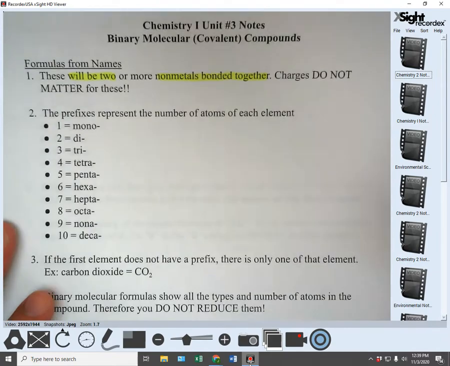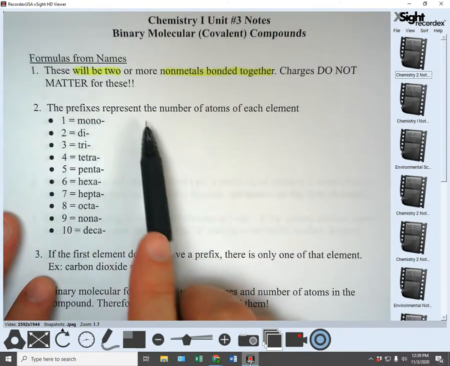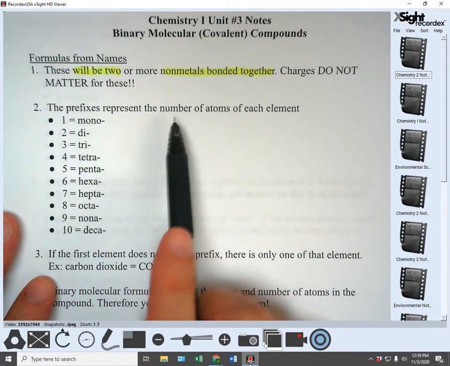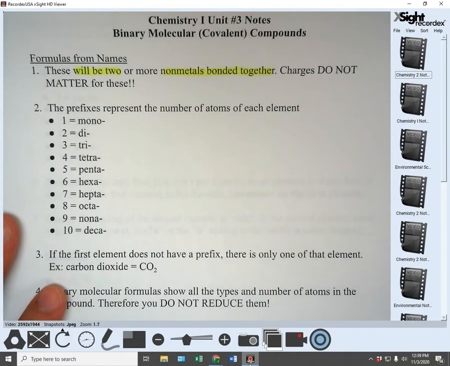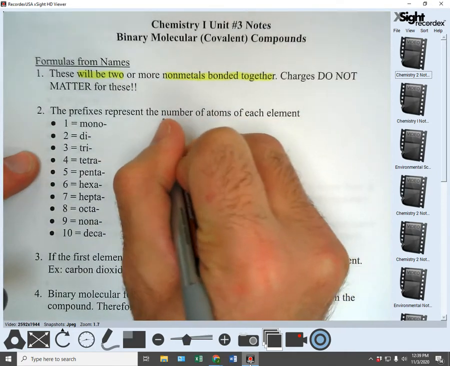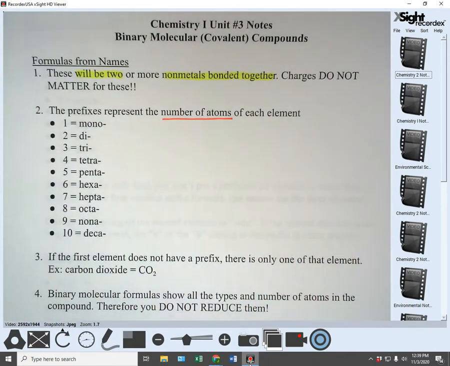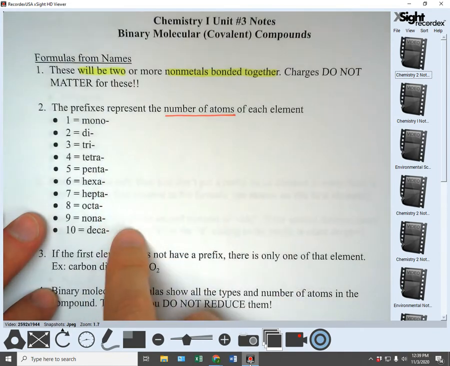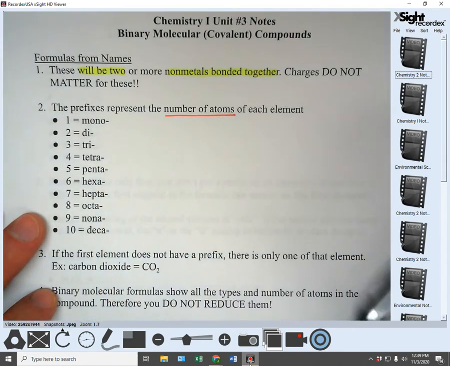All right. So how do they work? Well, the prefixes represent the number of atoms of each element. The number of atoms of each element. So I've listed the prefixes here, 1 through 10.